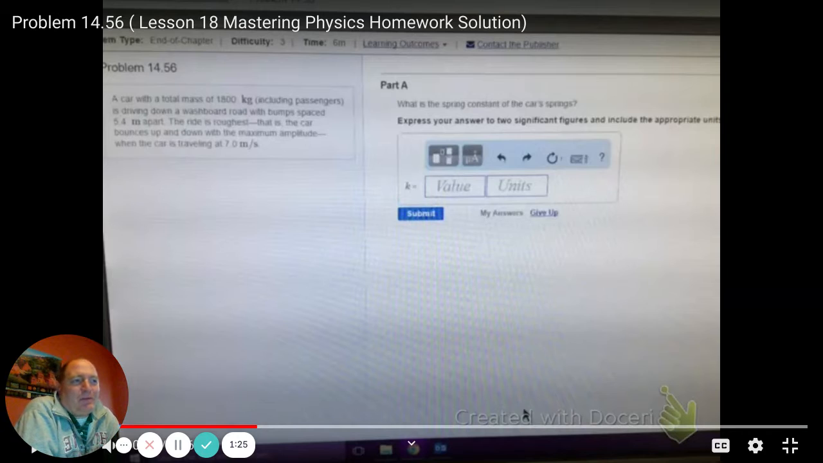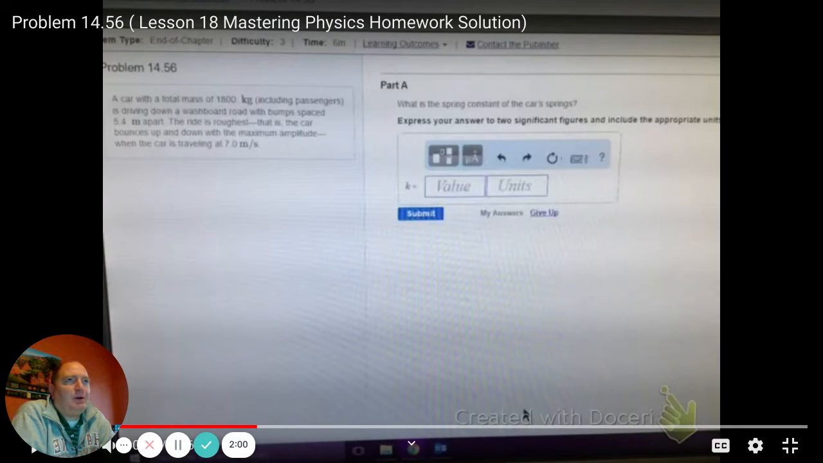As I'm thinking about this problem and listening to her set it up, it's really interesting because this is a really subtle problem. I think the key part of this problem for me is this phrase here, the ride is roughest. So the ride is roughest at a certain speed. And I think what's going on here is resonance, right? The car has a particular resonance that it wants to bounce up and down. It's hitting that resonance when it's hitting these bumps that are 5.4 meters apart when it's traveling at a certain speed.